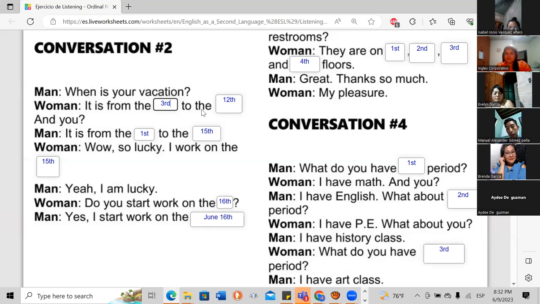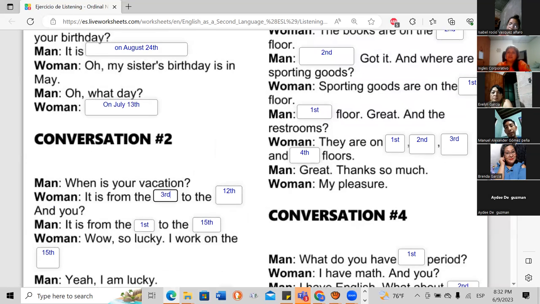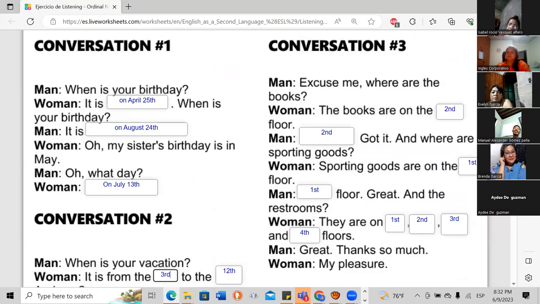When is your vacation? It is from the 3rd to the 12th. It is from the 1st to the 15th. Wow, so lucky. I work on the 15th. Okay, yeah, unlucky. Do you start work on the 16th? Yes, I start work on the June 16th. Okay, very good. Who wants to practice conversation number three? Raise your hands. Thank you, Robert. Who wants to practice conversation three? Raise your hand.